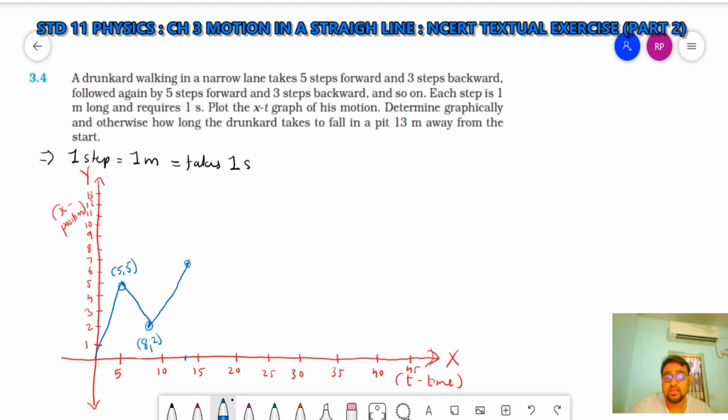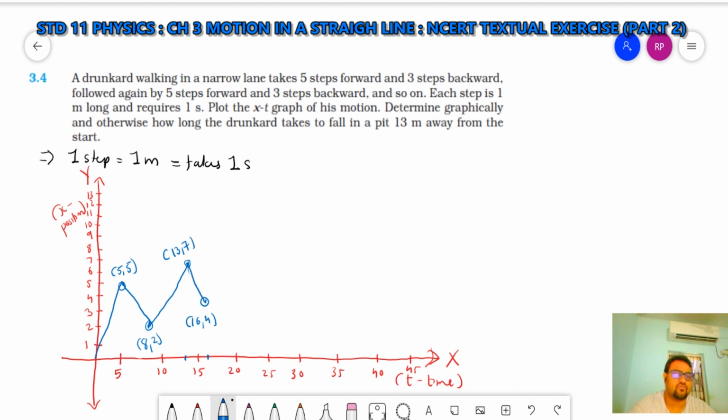Next, 3 steps backward, 3 seconds. So 13 plus 3 is 16. It will be here, approximately. What was this position? The position was 7. So time 13 plus 3 is 16, and position 7 minus 3 equals 4. So it will be somewhere here.